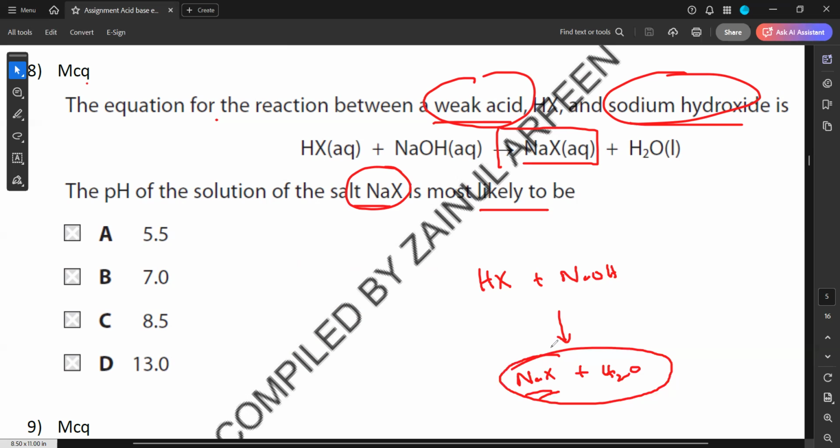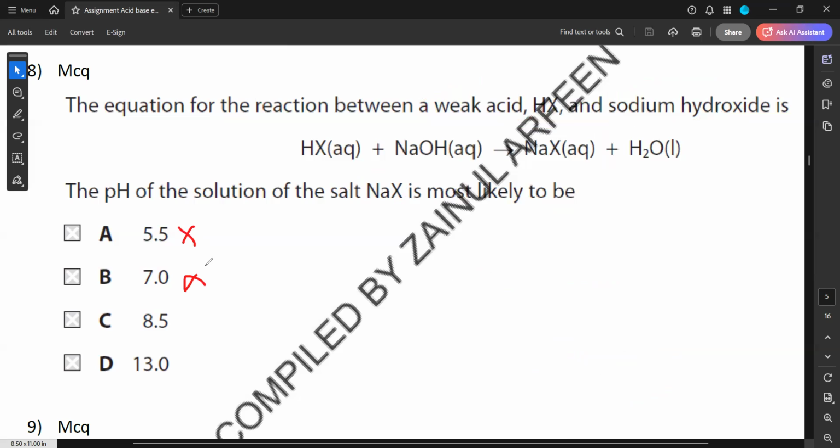How can we identify it? As we know, it's a weak acid mixed with sodium hydroxide, which is a strong base. And the weak acid's base will be its conjugate. They're not asking about sodium hydroxide, they're asking about this salt. The solution will be alkaline because a strong alkali is added. If the solution is alkaline, it cannot be A or B, because a strong alkali is added, so the solution must be alkaline.